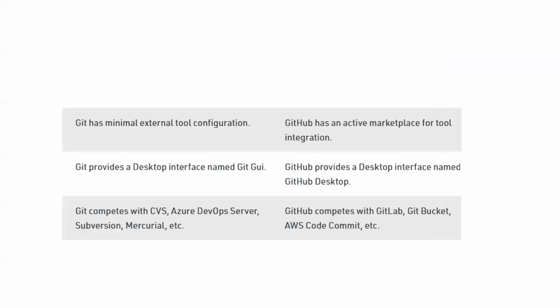There are some other differences as well. The last point I was mentioning: Git competitors. Those are other version controlling tools, like CVS, Azure DevOps Server, Subversion, Mercurial. The competitors of GitHub are GitLab and Gitbucket. On AWS, there is a component called AWS CodeCommit.